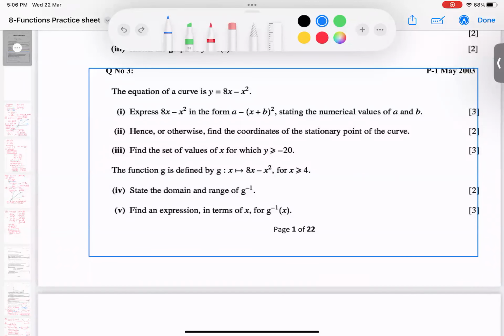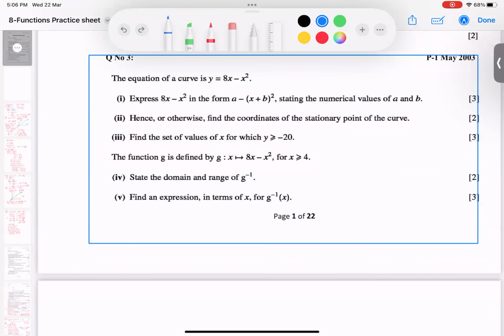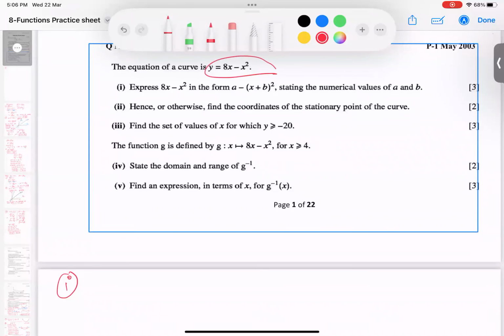Yes, students, I hope you've taken good time and you have finished. Let's start. Part number one is completing the square. So we can do it, inshallah, in no time.